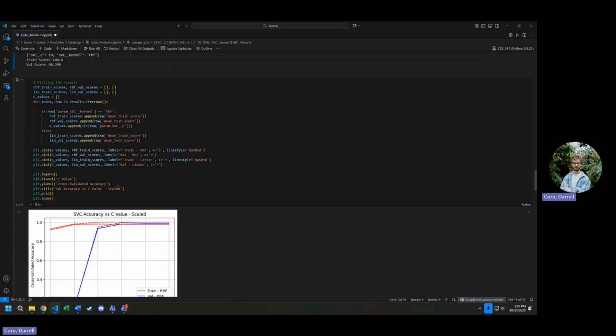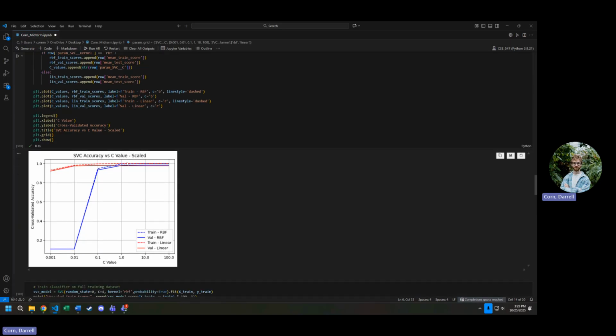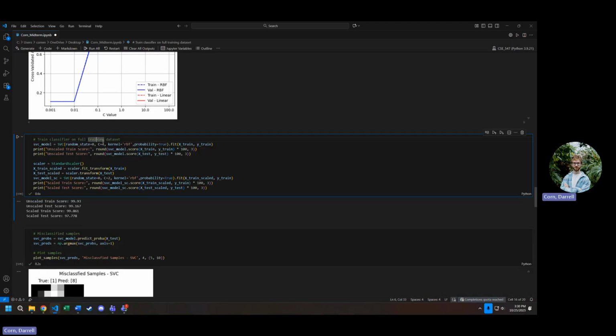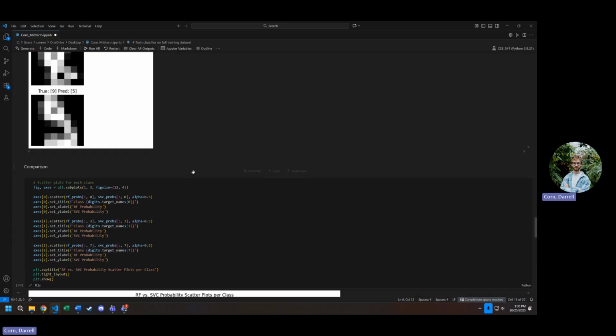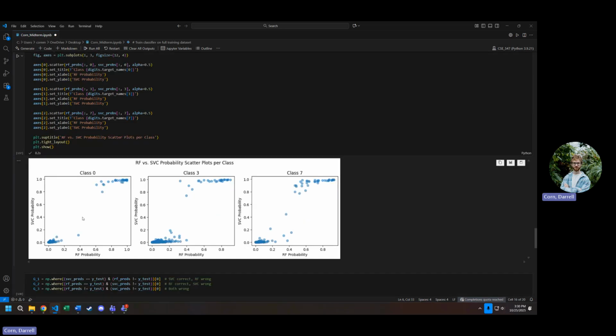Similarly to the random forest, we then plot the different values here. You have to run it twice, once for scaled and another for unscaled. And then you can train on the full data set using the found hyperparameters. Then we look at misclassified samples yet again. And then here we are comparing our final best trained models.